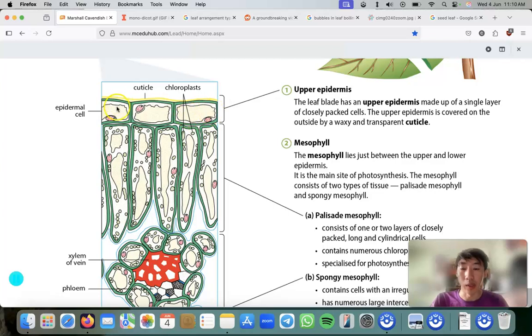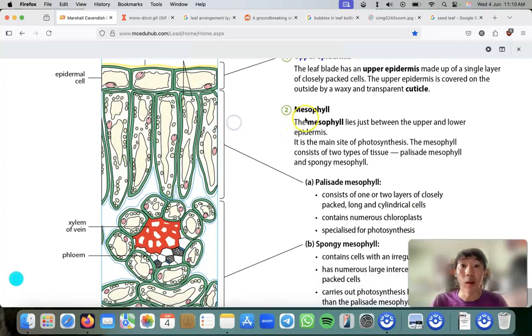Okay, so this is the upper epidermis. Now let's move on to talk about the mesophyll cells. There are two groups, or two tissues, of mesophyll, right? The first group is called the palisade mesophyll cells. When I say one of them, I'm referring to the cell. When I say palisade mesophyll tissue, I'm referring to all of these, a group of cells together.